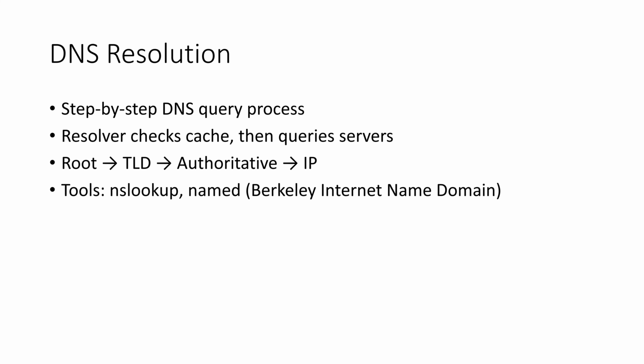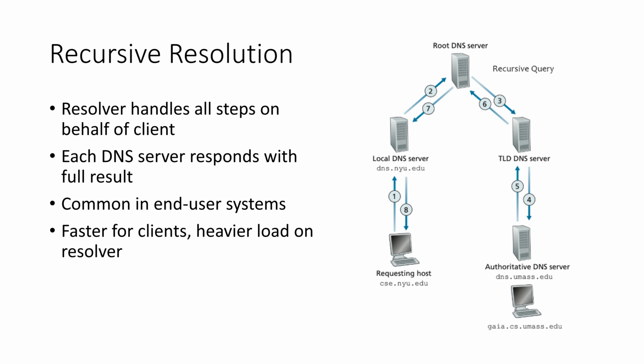In recursive resolution, the DNS resolver takes full responsibility for resolving the domain name. The client first makes a single request and the resolver contacts the root server, then the TLD, then the authoritative server, all by itself, and finally returns the IP to the client. This approach is typical for end user devices like your phone or laptop because it simplifies the client's job. However, it places more work on the resolver, which must do all the querying and managing timeouts and retries.